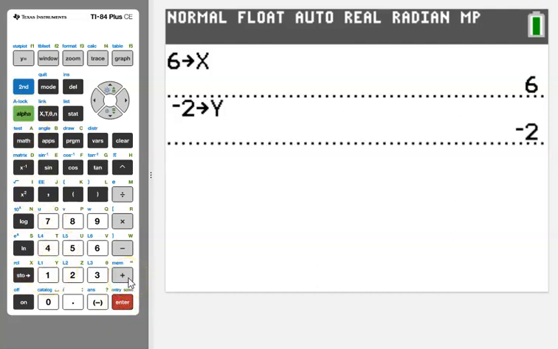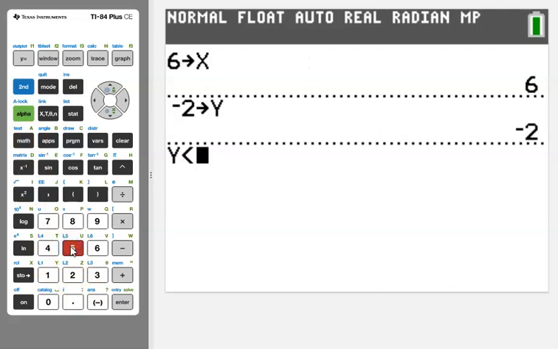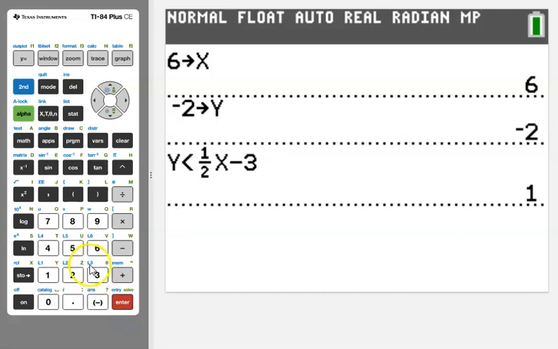And then I'm going to type the two inequalities again. So alpha 1 less than is second math 5. 1/2 x is alpha y equals, enter, 1 divided by 2 times x minus 3. Enter. That statement is true. Now we'll test the other inequality.